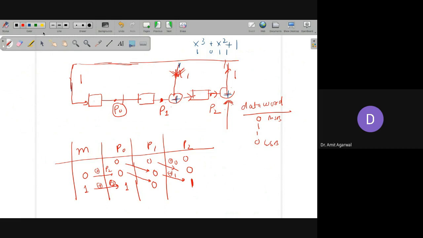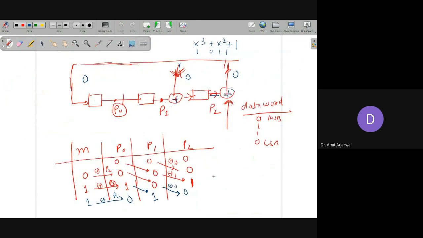Now what will be your next data value? Your next data value is 1. So once you enter 1, 1 will be first XOR with P2, so it will enter 0. Because 1 XOR with P2 is nothing but 0. And P1 is same as previous P0, and this P2 is P1 XOR with 0. P1 XOR with 0, it is 0.